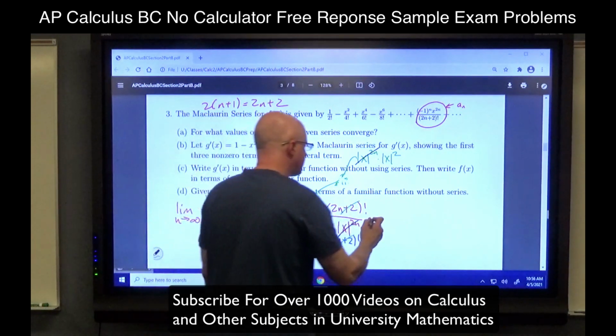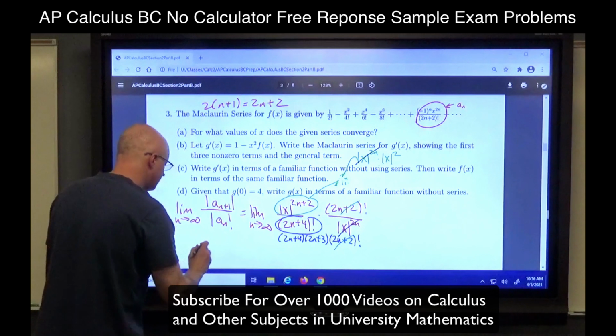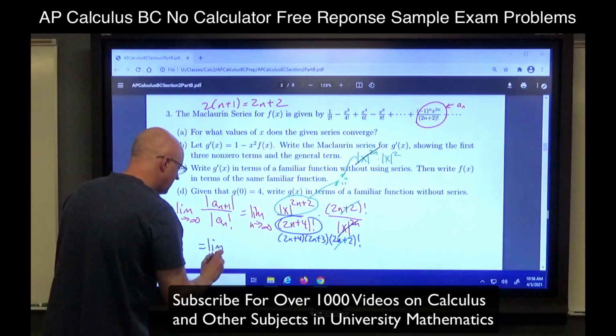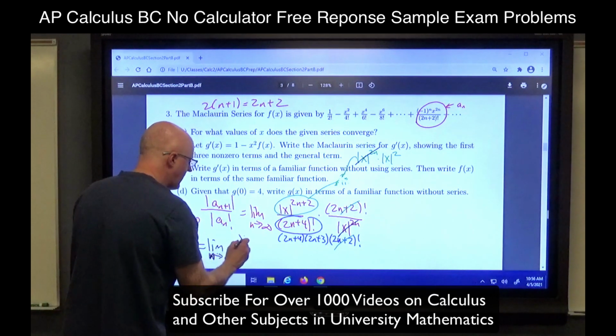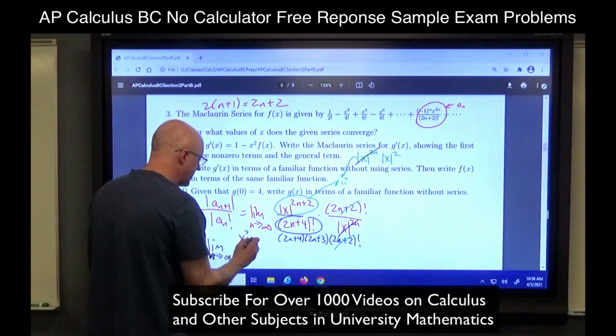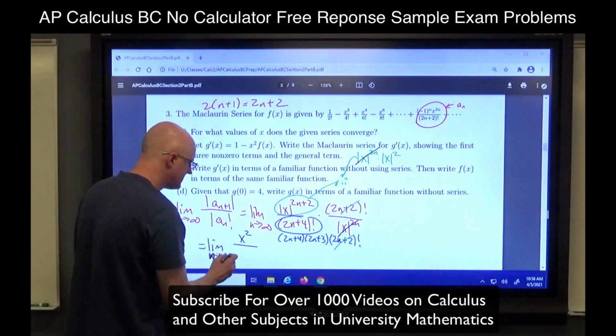And actually, I don't need absolute value signs anymore. This is an n here, not an h, by the way. n is going to infinity. Because when you square a real number, you never get a negative number, so I can just write this.